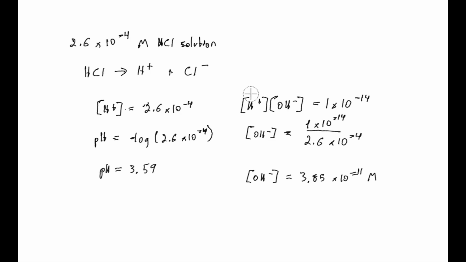If you notice, our relationship up here has been very useful to us. We started off knowing how much hydrochloric acid was in there, but now we know the hydroxide concentration as well. There is also something called the pOH. pOH works just like pH, except it uses a different ion. So pOH is equal to the negative log of the hydroxide ion concentration. If you wanted to, you could calculate the pOH here. You could take the negative log of 3.85 times 10 to the negative 11, and what you're going to get is that the pOH equals 10.41.